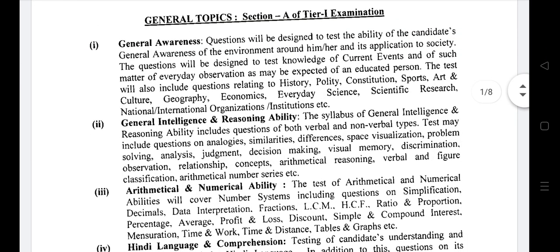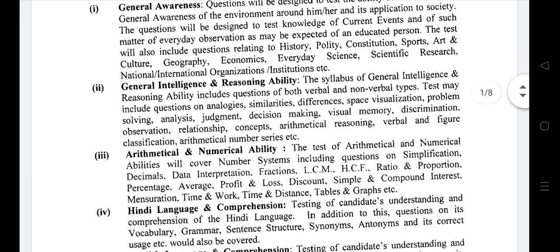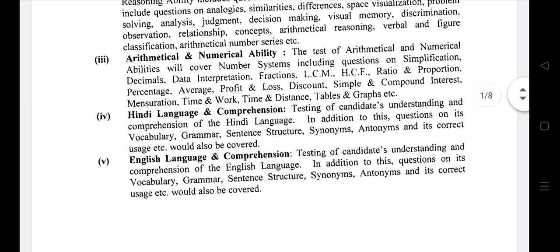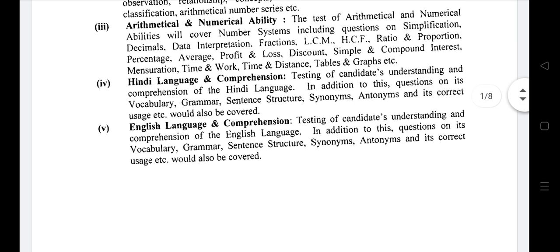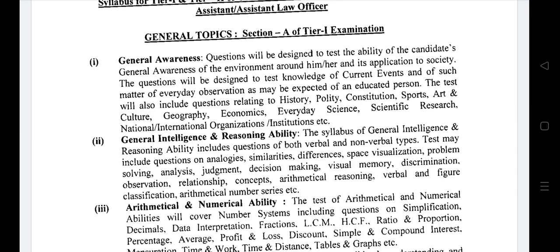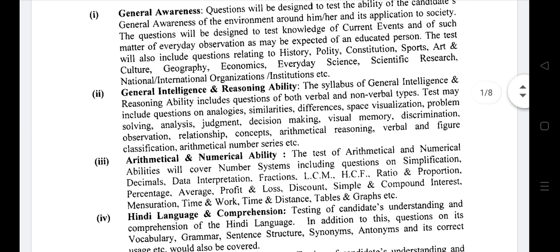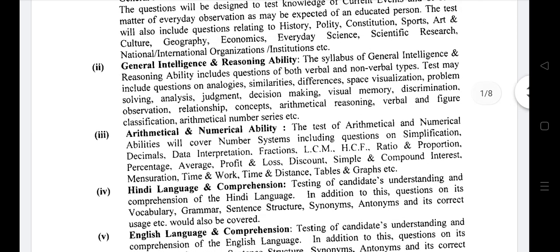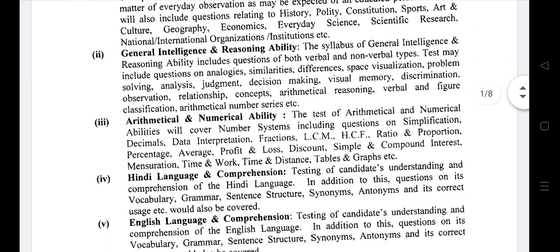In Tier 1, section A, there will be questions from journal awareness, general intelligence and reasoning ability, arithmetical and numerical ability, Hindi language and comprehension, English language and comprehension, and they have provided the detailed syllabus, the areas that you have to cover in each individual topic. Out of these 5 topics, the areas that you need to cover, they have provided that for section A.